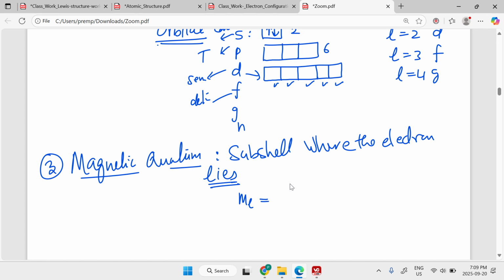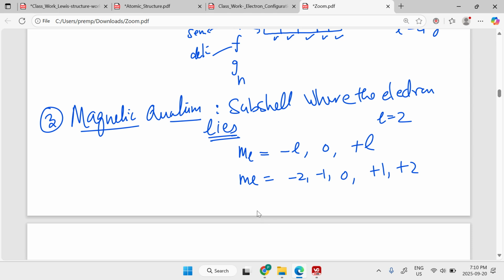And for any given value of l, it starts from negative l through 0 to plus l. Like think of, they give us the l value as 2. That means the possible values of ml are negative 2, negative 1, 0, plus 1 and plus 2. In the same way, if l value is 1, then it is just negative 1, 0 and plus 1.